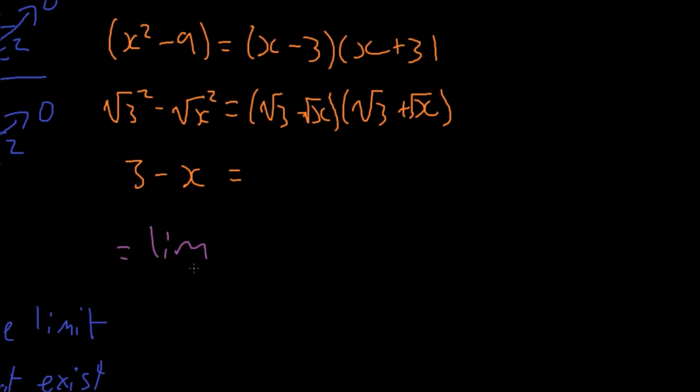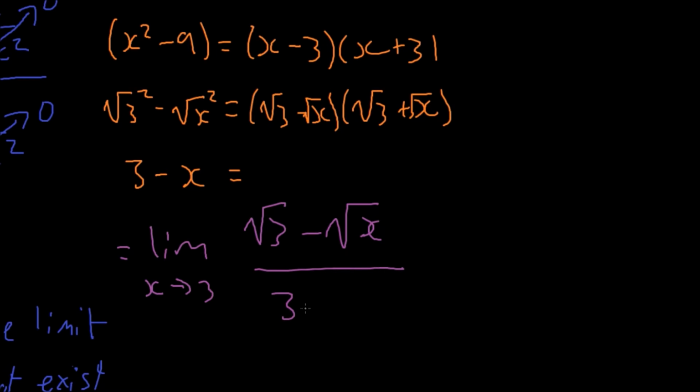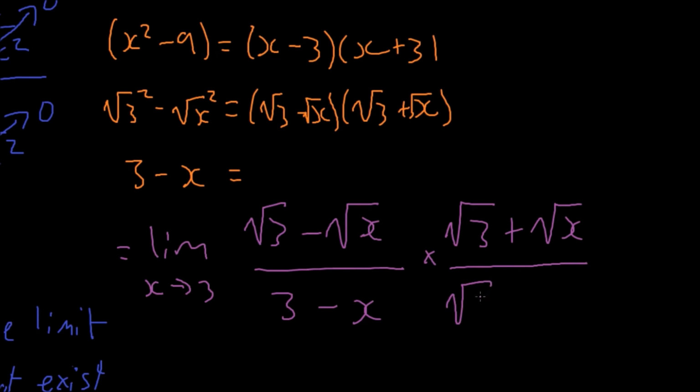So equals the limit as x approaches 3 of root 3 minus root x divided by 3 minus x times root 3 plus root x over root 3 plus root x.